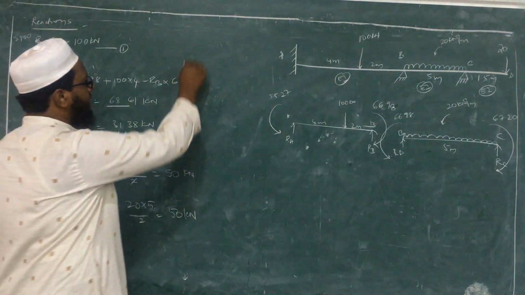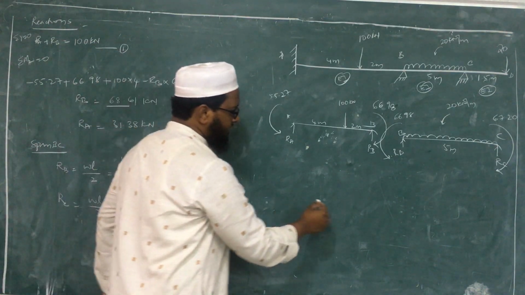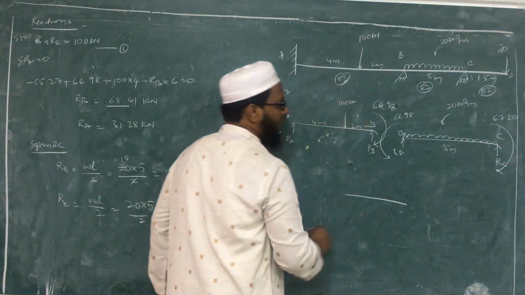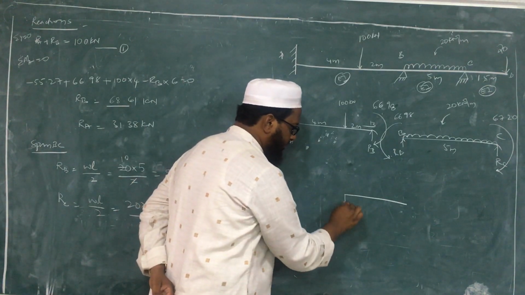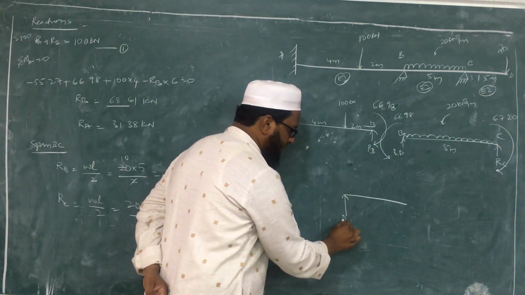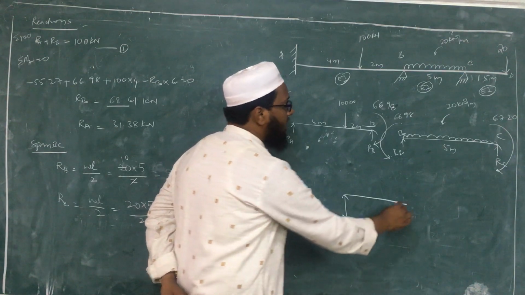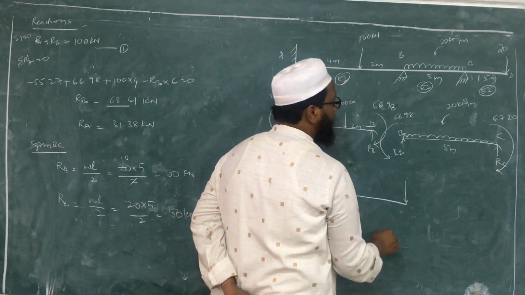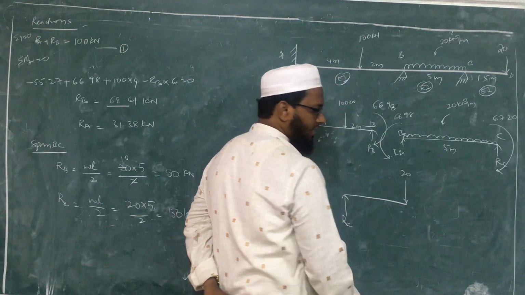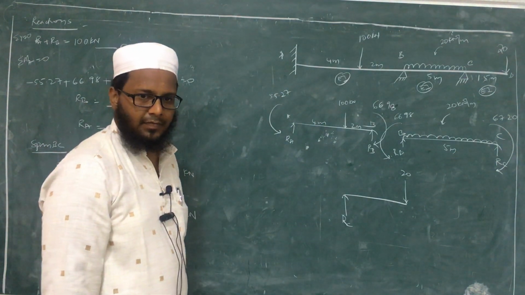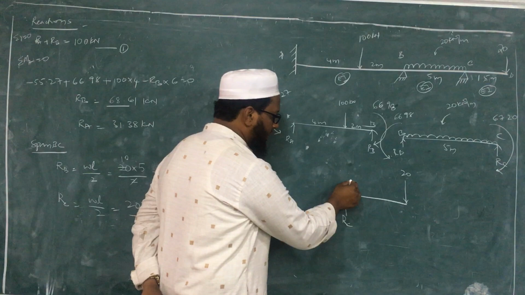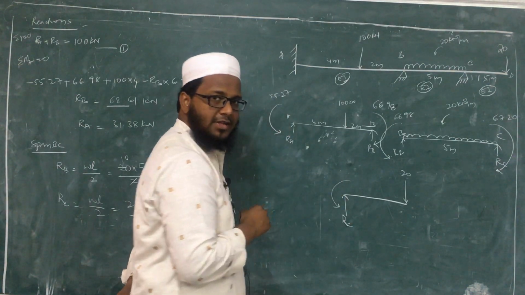Now we'll go for another span, that is we have one more span. What is that span? CD, isn't it? So for CD, see here, we have RC, okay, and we have here 20, isn't it? So what will happen to this one? We have one moment also here.